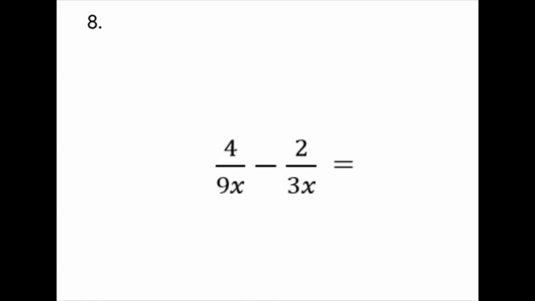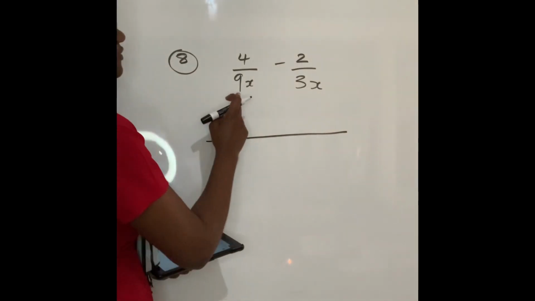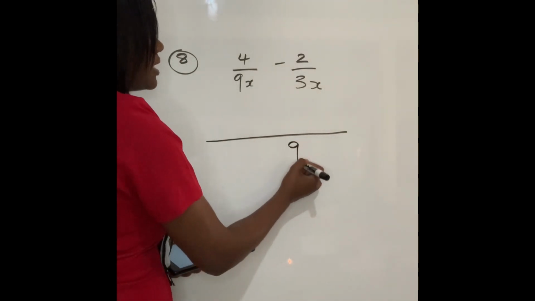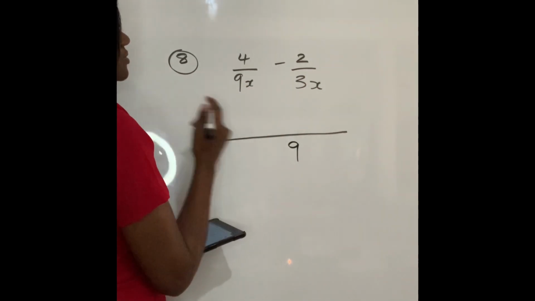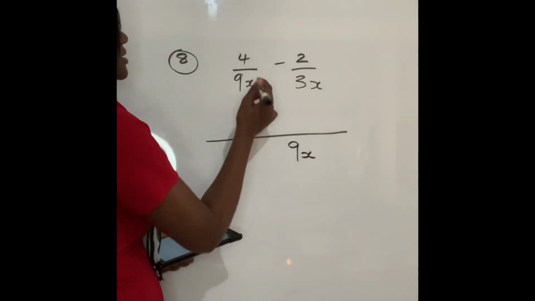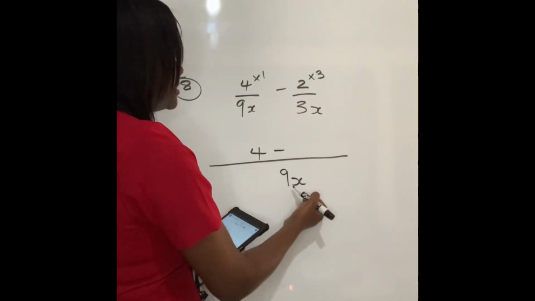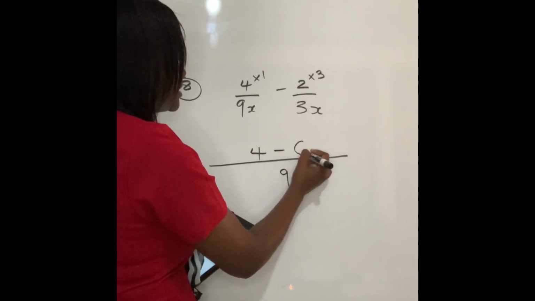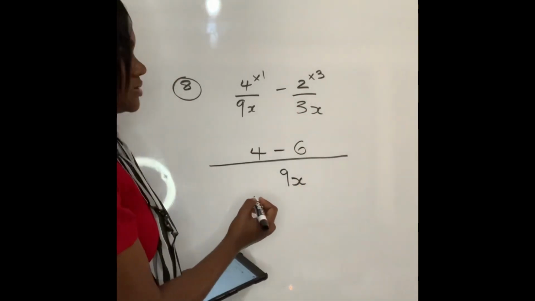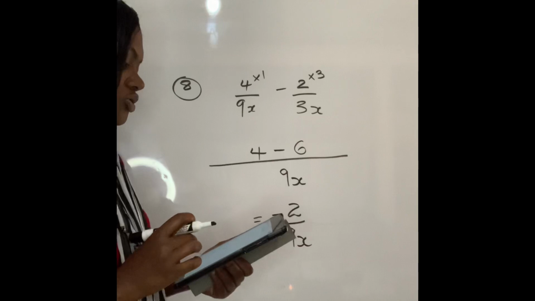Number 8 is 4 over 9x minus 2 over 3x. First, we need to find the LCM of the coefficients as well as the variable. So the LCM of 9 and 3, of course, would be 9. And the LCM of x would have been x. So, let's go. 9x into 9x goes 1. So 4 times 1, which is 4, minus 3x. 3x into 9x goes 3, so it's going to be 3 times 2, which is 6. So this is going to be minus 2 over 9x, and that would be option 1.